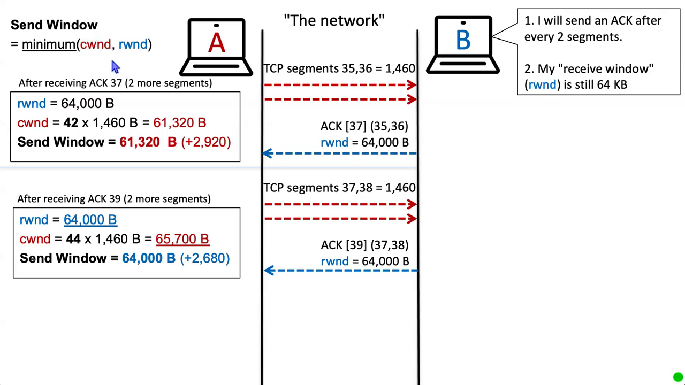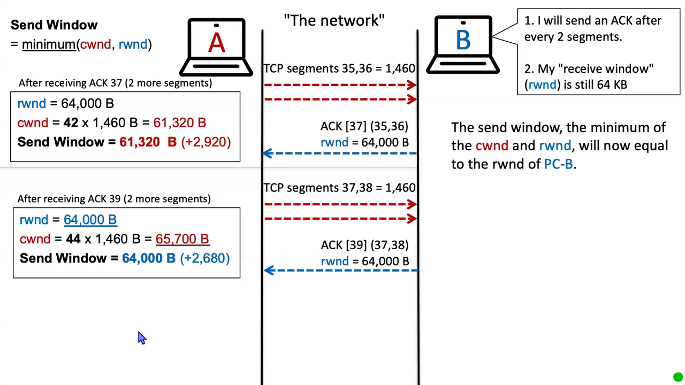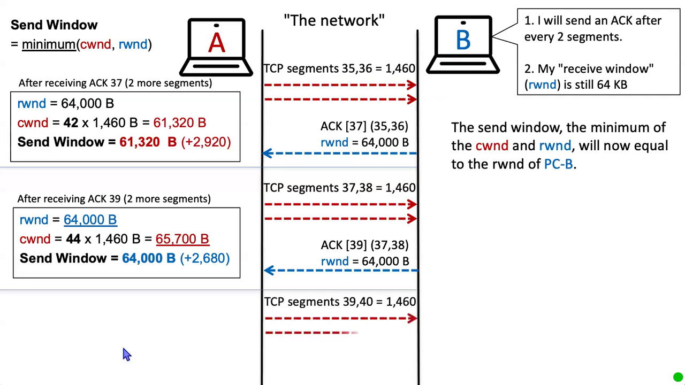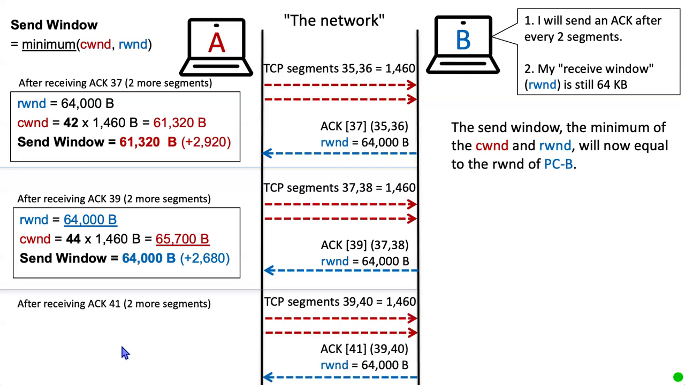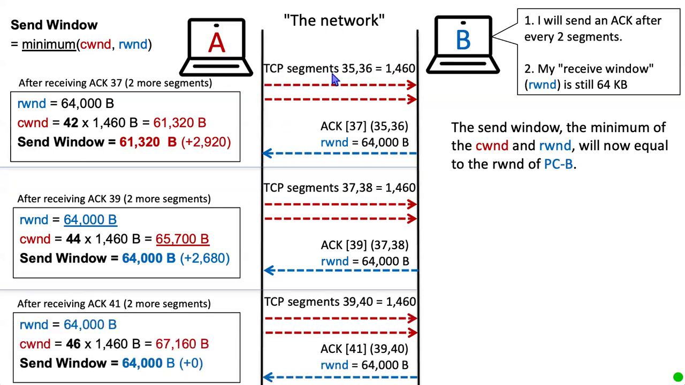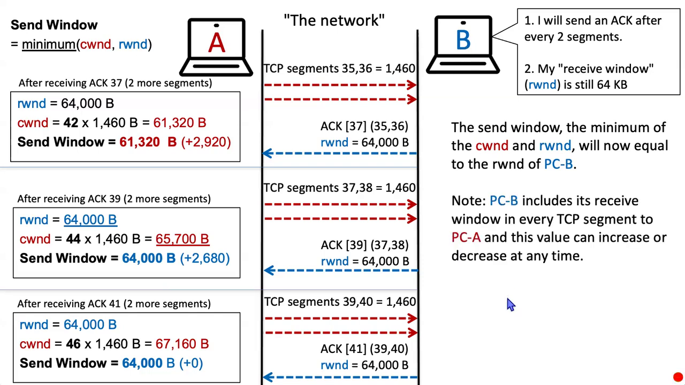All this time, the congestion window has been less. Now the receive window is less. So now our send window is going to be equal to the receive window of PCB. And that's really what we want, right? As long as the network can handle it, we want to go maximum, whatever the network can handle. And the limitation now is coming from the receiver of these segments, PCB. And that's what we want.